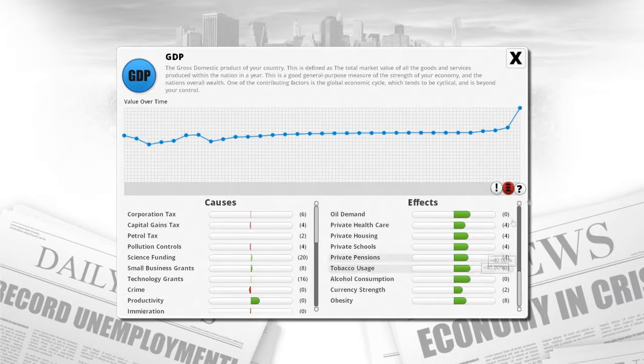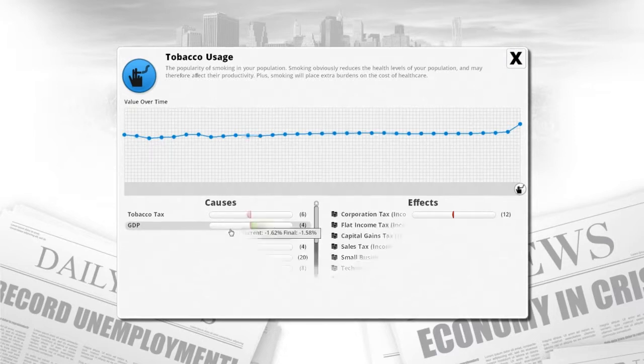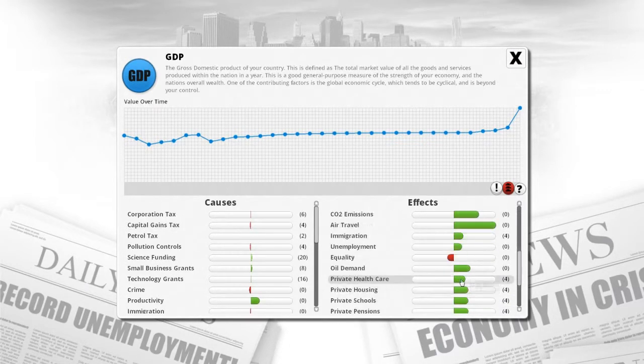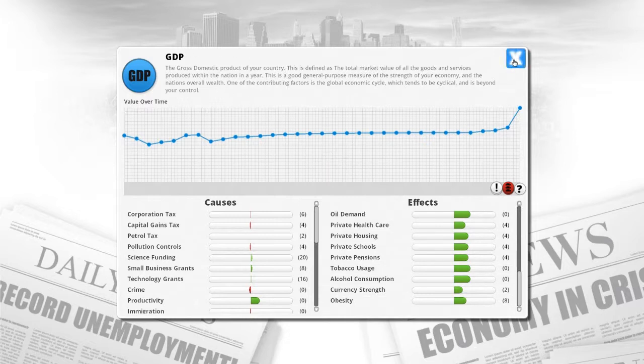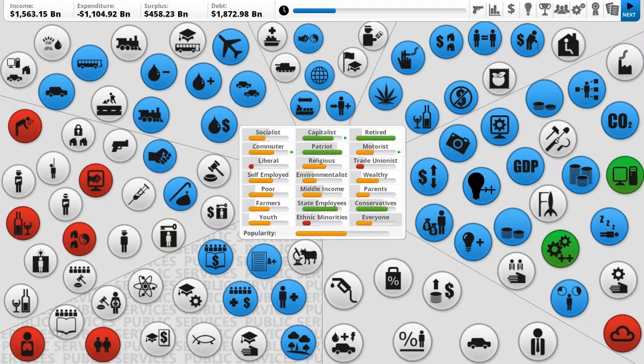I might need to reduce that, because tobacco usage is going way up. Yeah. I agree that they do have an effect. I don't think they have that big of an effect. I think tobacco usage and alcohol consumption might go up by like 10% or so, if I had to guess. And I also don't think there should be a link between GDP and obesity. I think that should relate to the health.